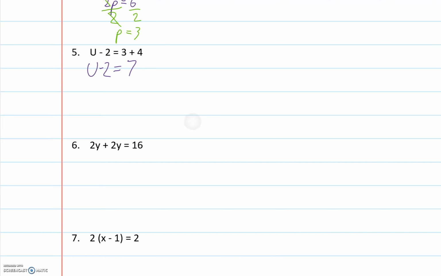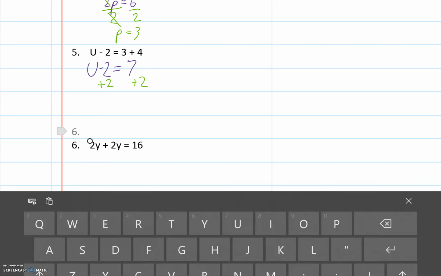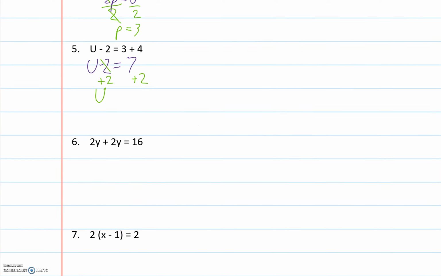Okay. Now we want to move over the minus 2. So we plus 2 on both sides. Okay, so then we're left with u. So minus 2 plus 2 cancel. u equals 7 plus 2, or finally u equals 9.